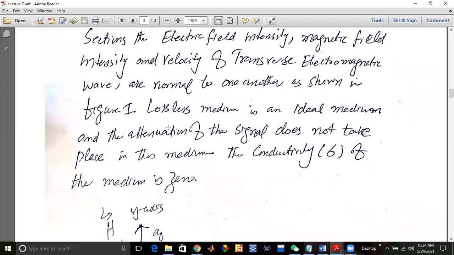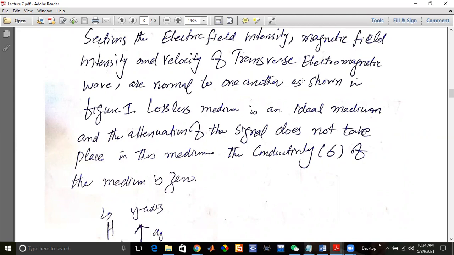And what is meant by the lossless medium? The lossless medium is the ideal medium, and the attenuation of the signal does not take place in this medium. Practically this medium doesn't exist. You know that we study the ideal form first, and then we enter the real form. So today we will study the ideal portion, that is, waves flowing in a lossless medium, and by lossless medium I mean that the signal does not attenuate in this medium.